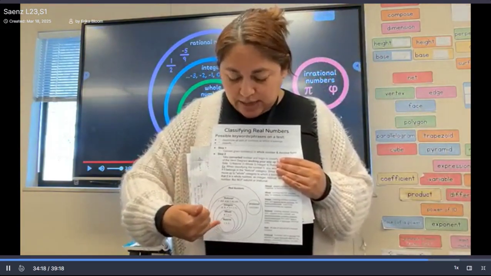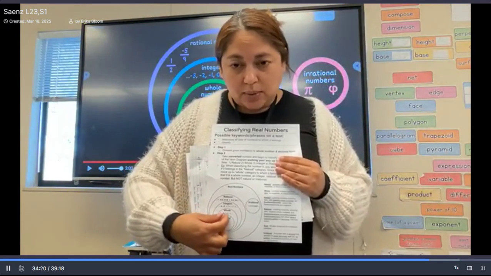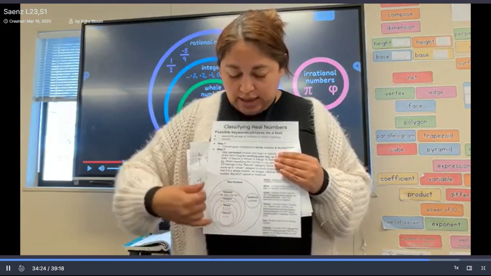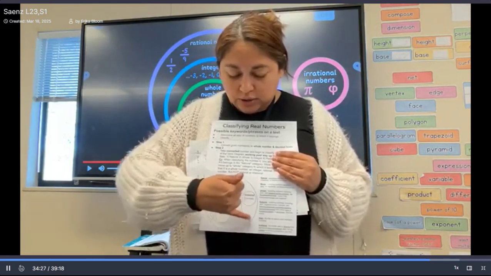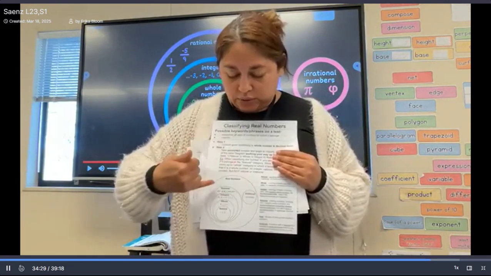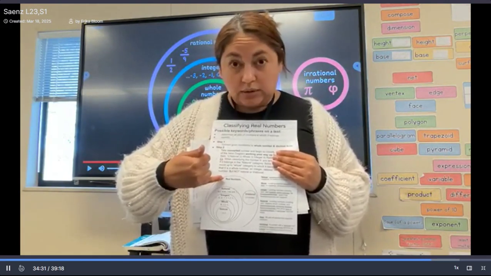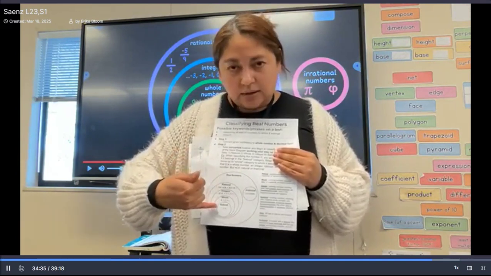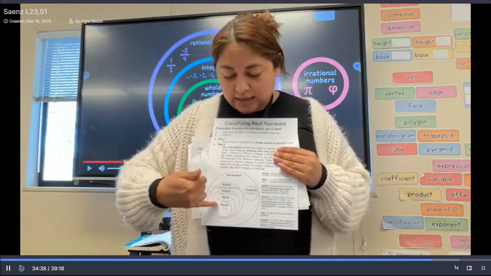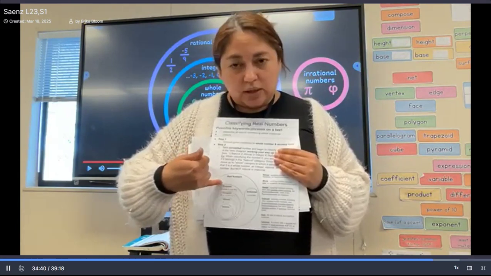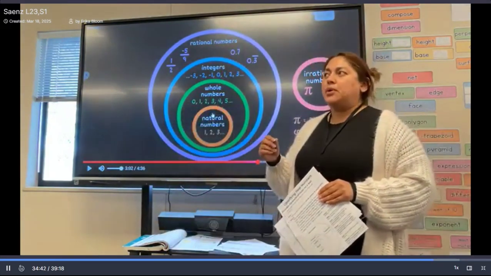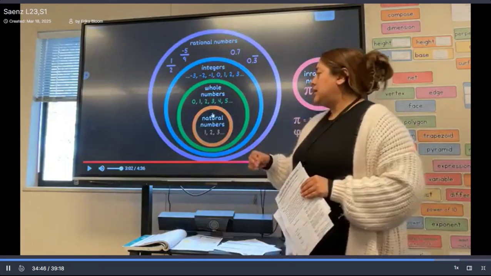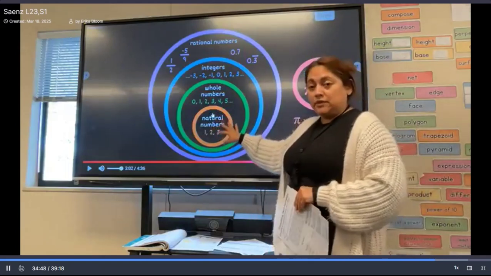So if you look at your diagram that we have here, we see that it starts really small with natural numbers, and as it progresses and as we learn more about numbers, that space gets larger and larger, and within the whole thing, we have what's called real numbers. So all of these are classified as real numbers, but depending on how they're being represented is the category that they're going to fall into.